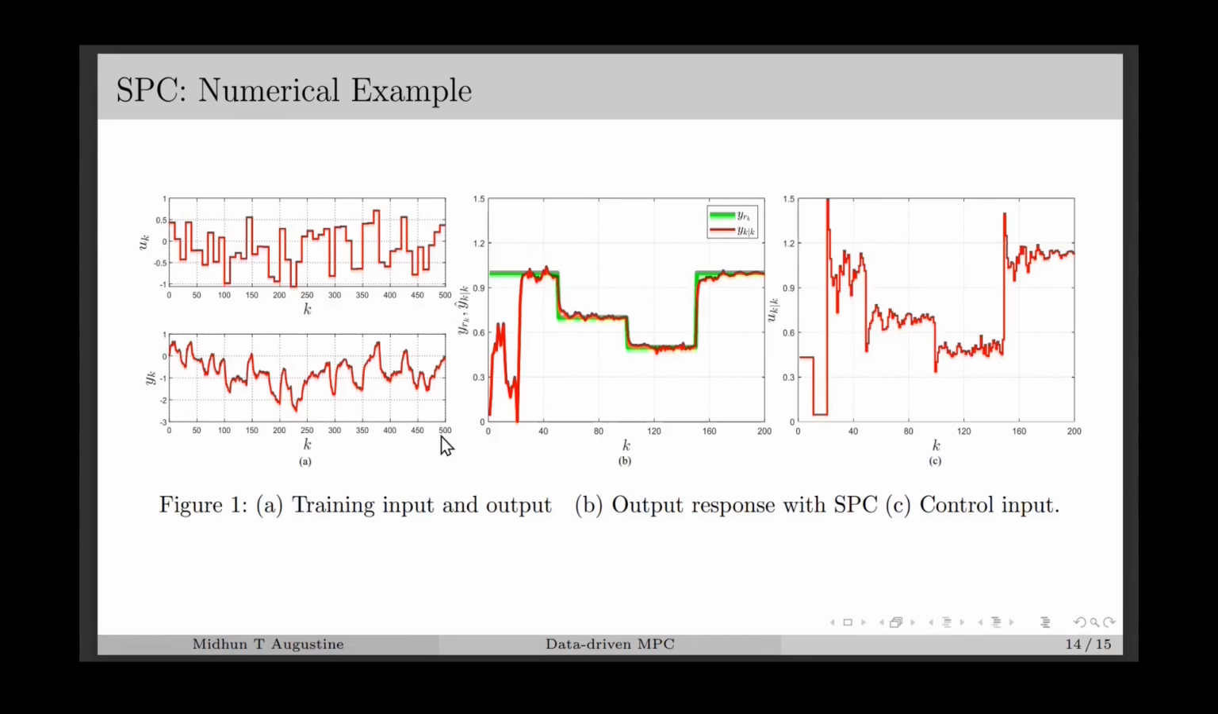Figure 1 shows the response of the linear system with SPC, where we can see that the input contains a sufficient number of perturbations to capture the transient dynamics. The subplot B shows the output response with SPC, and the plot C shows the control input. Note that here during the SPC implementation, the first 20 instances of the output are chosen from the training output, where 20 is the value of the past horizon used in the SPC. And the MPC problem is solved from time instant 21 onwards. That's why the output for the initial few instances in figure B does not match the reference value.